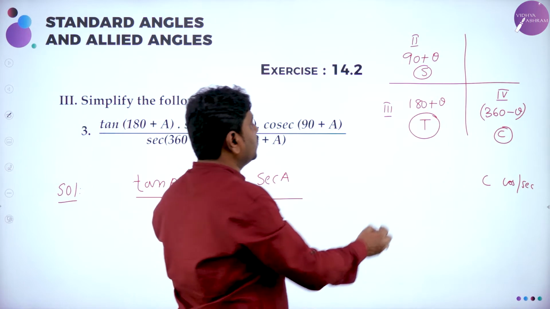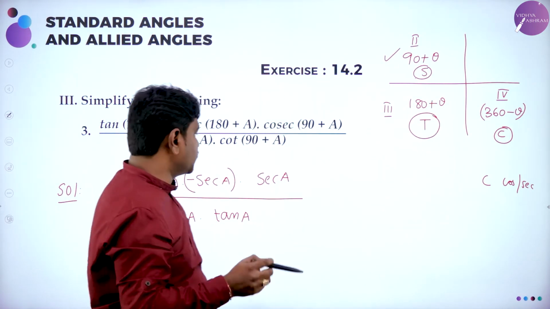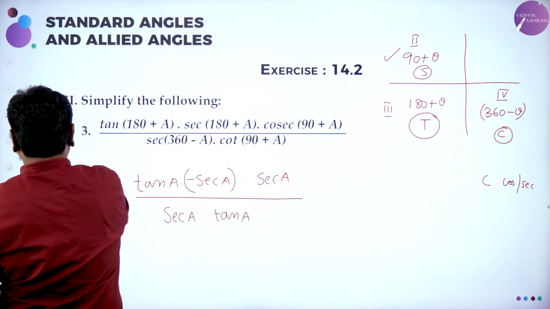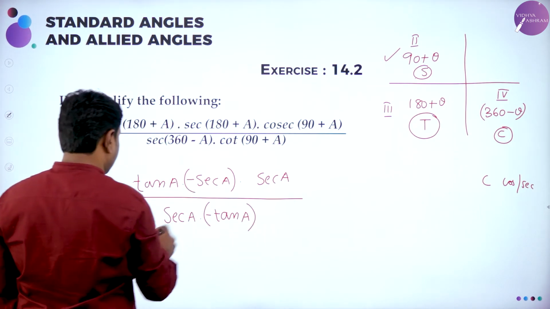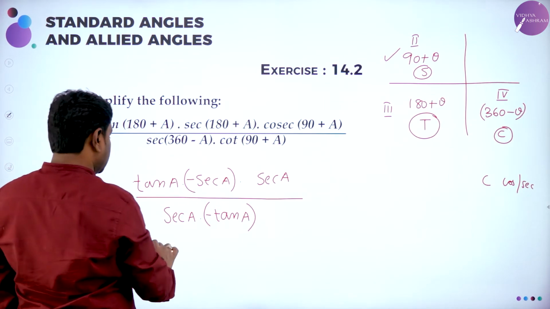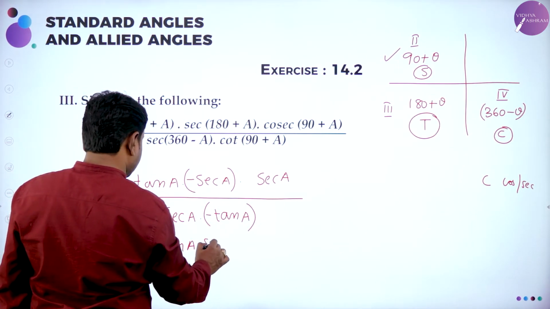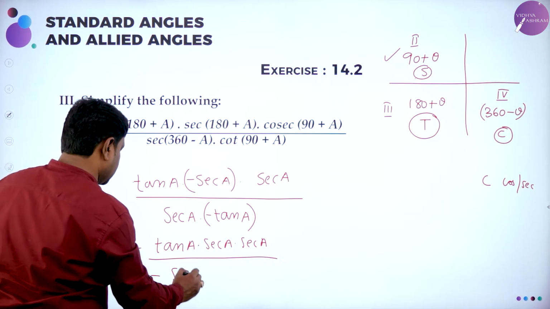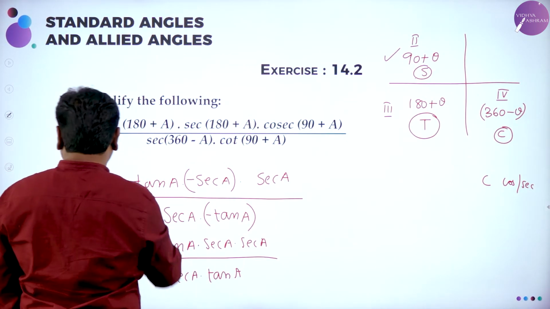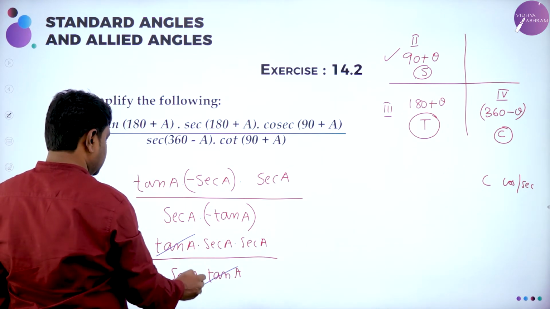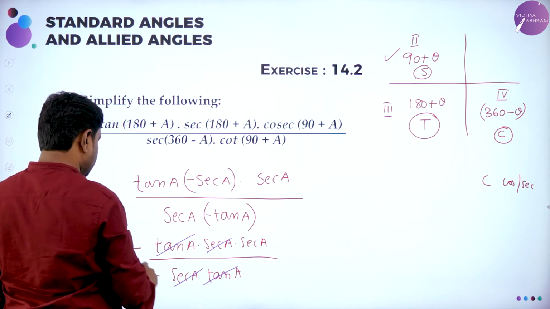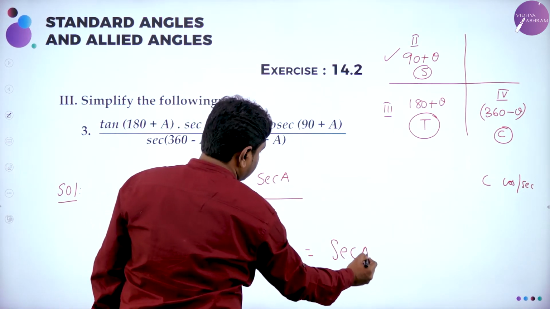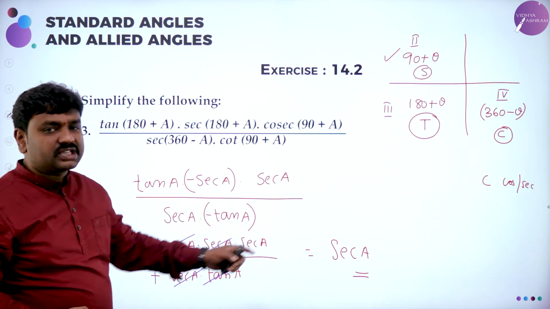90 plus theta lies in which quadrant? Second. In the second quadrant, only sine and cosecant are positive, but this is cot, it does not match, so it will be minus. So first we wrote tan A, and then minus tan A. It is a product. Now simplify. Plus into minus is minus. Tan A into secant A into secant A, we have in the numerator. Denominator: plus into minus is minus, secant A into tan A we have. Now cancel the like terms. Tan A cancels, secant A cancels, and minus becomes plus, and finally we are left with secant A. After simplification, the big problem reduced to just secant A.